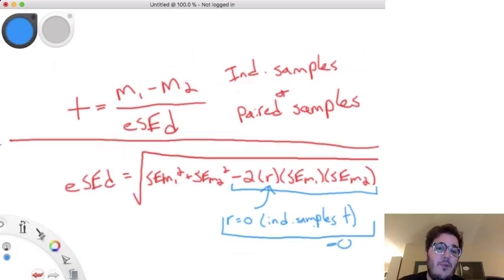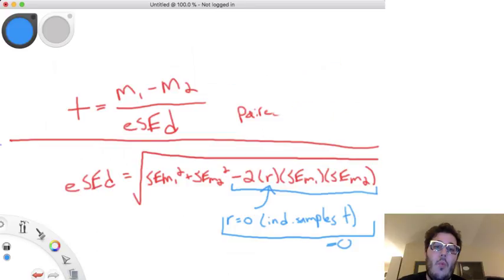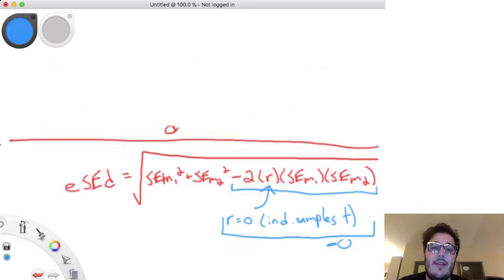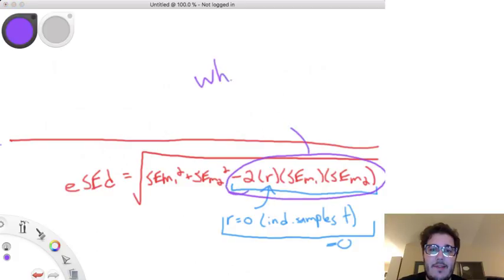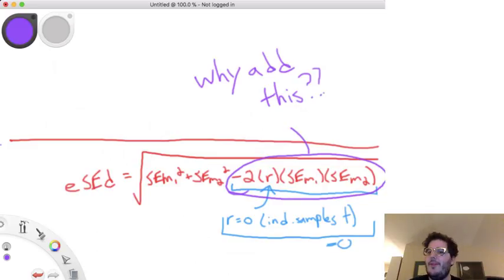Now, a conceptual question that comes out of this is, why do you add that to the equation? So, why add this? Think about it for a moment.